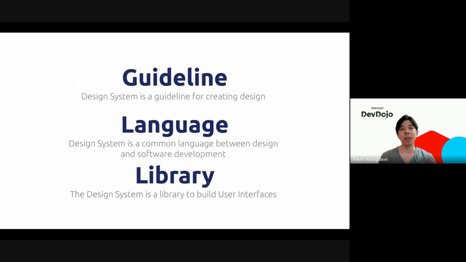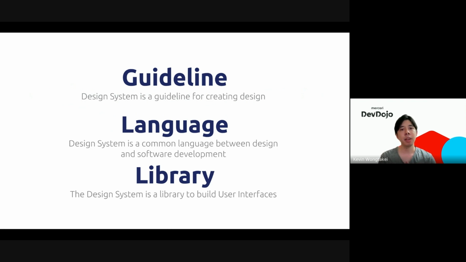So if we want to describe a design system in 3 particular words, one would be a guideline, as I described before, a guideline for creating designs. But the design system also serves as a common language that is used across multiple stakeholders, such as designers or engineers, to have a common understanding about what we're talking about. So we can use things such as tokens to identify colors, or to identify things like spacings or particular values like fonts.